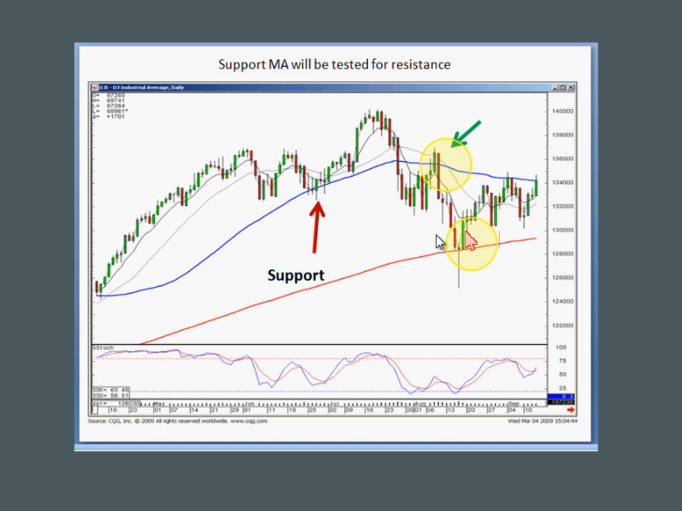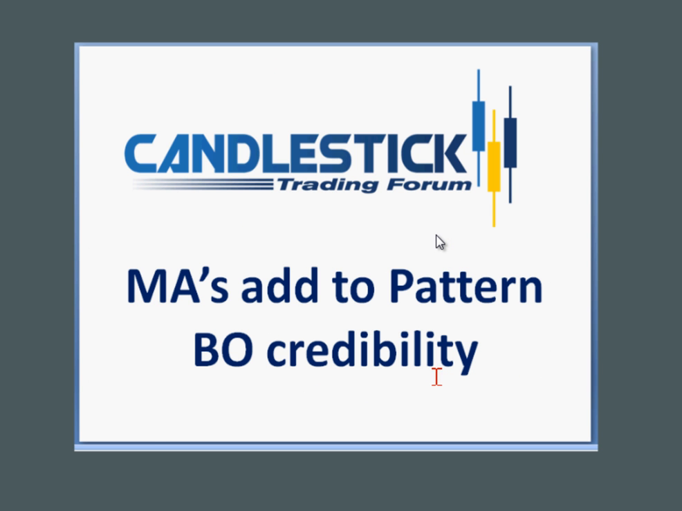Buy signal, Morningstar signal, our next target was likely the 50-day moving average. So the reason that we can see these patterns or these support levels is because of support and resistance.